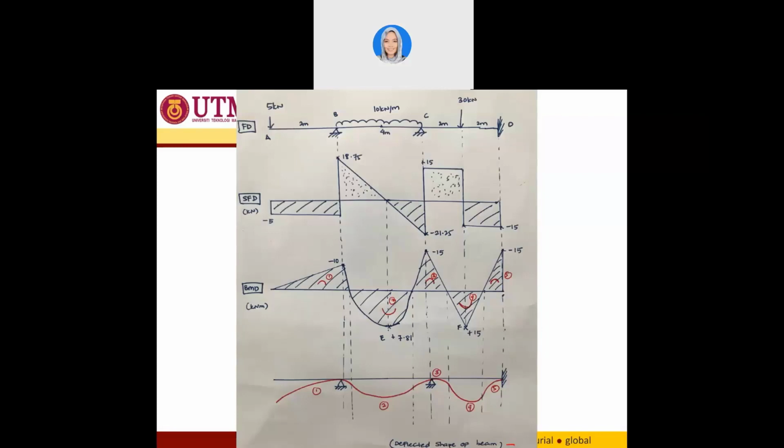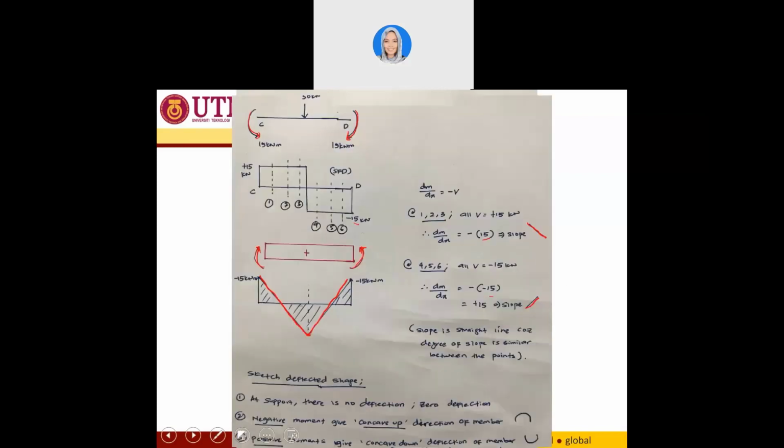Now, how to draw the shape of your deflected beam. At support, there is no deflection, so zero deflection, and negative moment gives concave up direction of the members, so concave up is like this. And positive moment gives concave down like this one. So positive moment is a smiley face, negative moment a sad face.